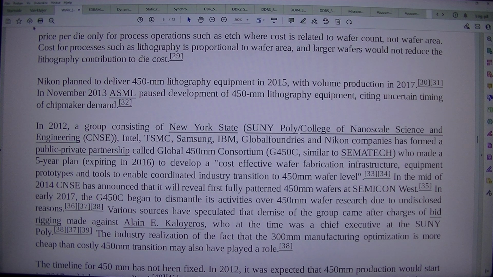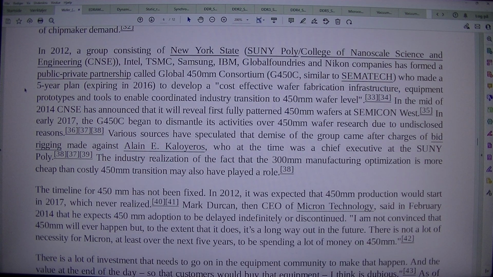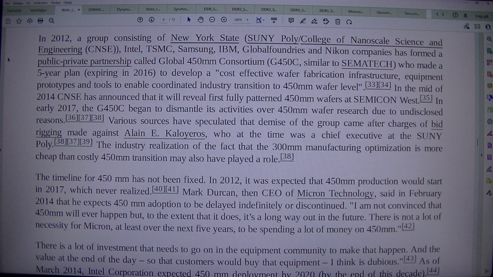Cost for processes such as lithography is proportional to wafer area, and larger wafers would not reduce the lithography contribution to die cost. Nikon planned to deliver 450 mm lithography equipment in 2015, with volume production in 2017. In November 2013, ASML paused development of 450 mm lithography equipment, citing uncertain timing of chip maker demand.